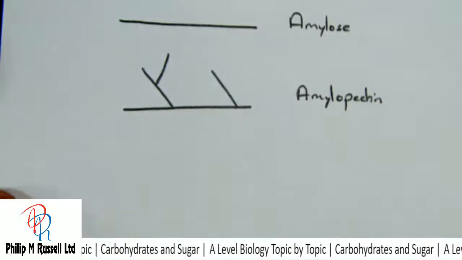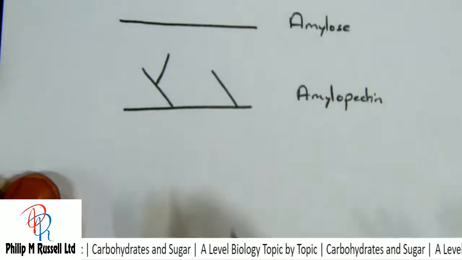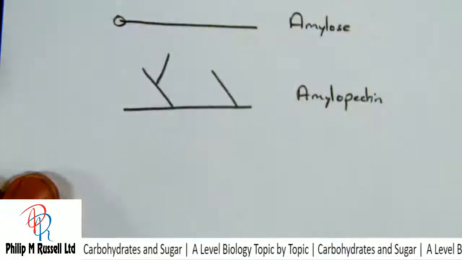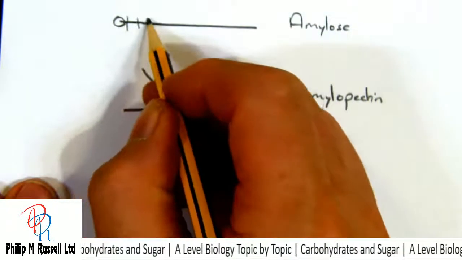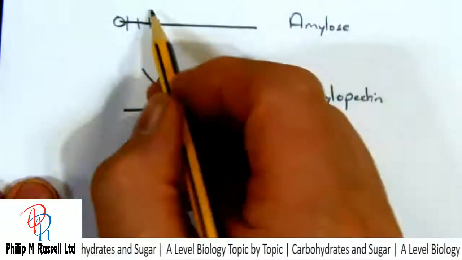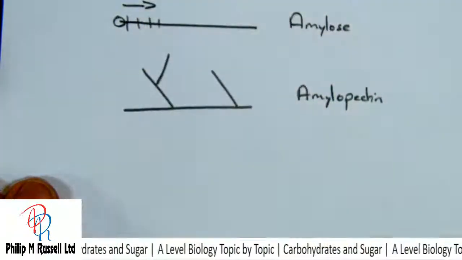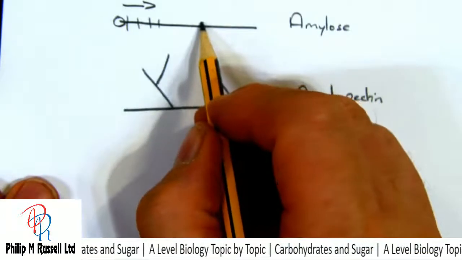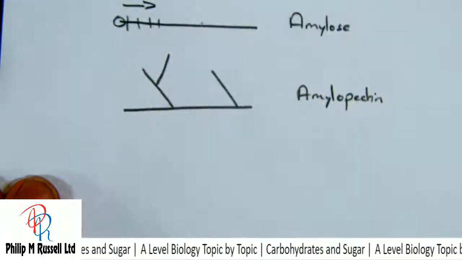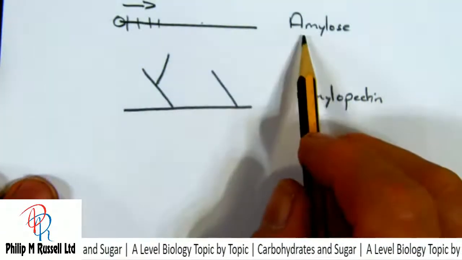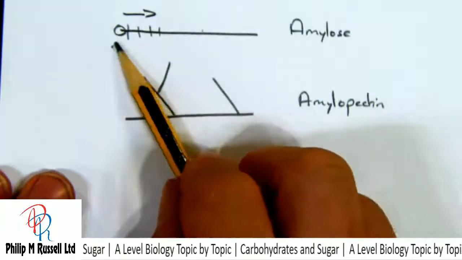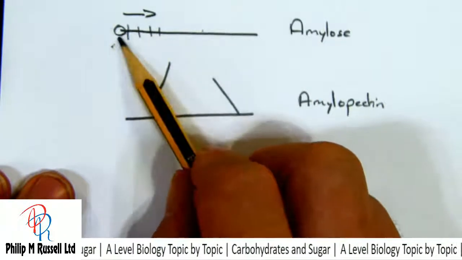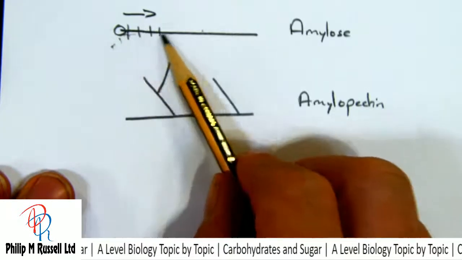If I'm a molecule that's going to try and devour this, I'm just going to latch on at the end. This is an enzyme coming along, and it's going to chop the glucoses off one by one as it moves down the chain. It cannot start in the middle, it has to start on the end. So if I want to break down amylose, this enzyme has to start at one end and work its way through.